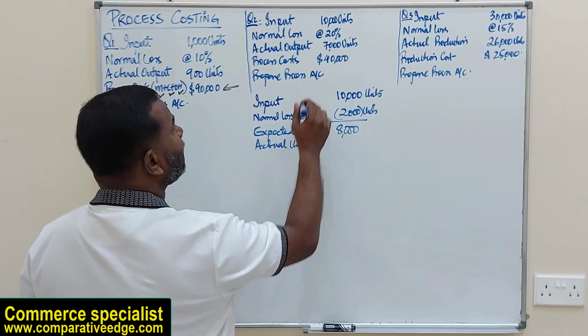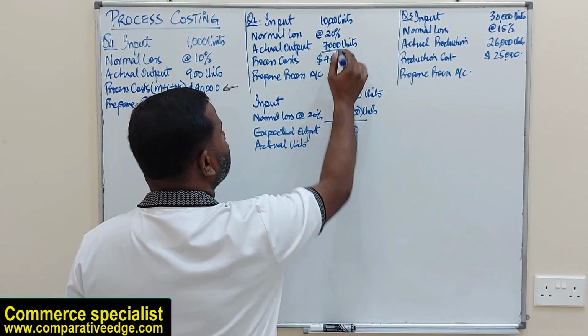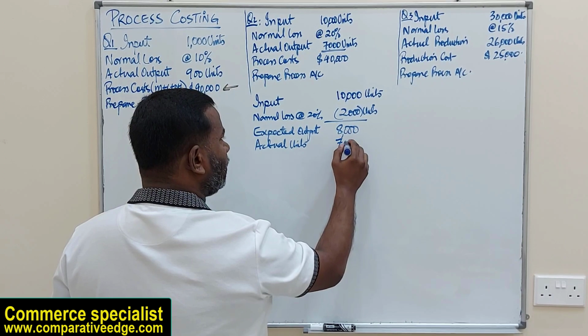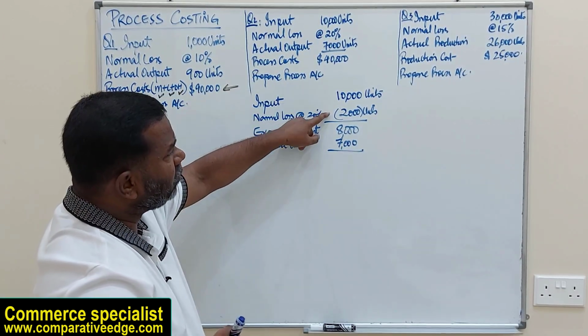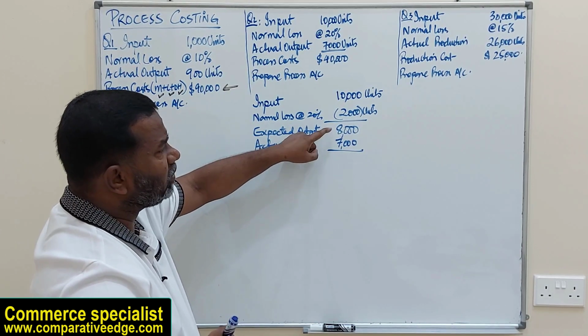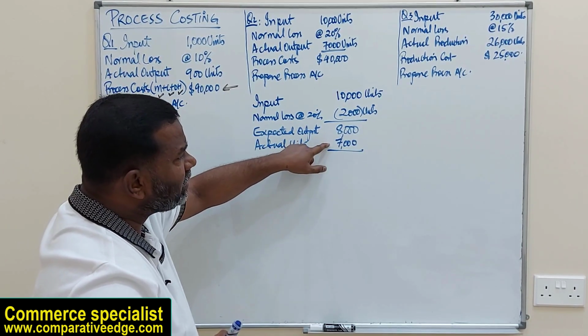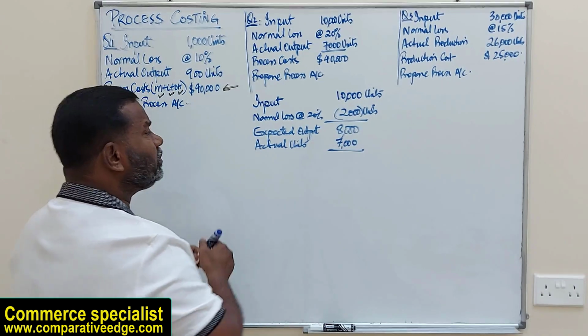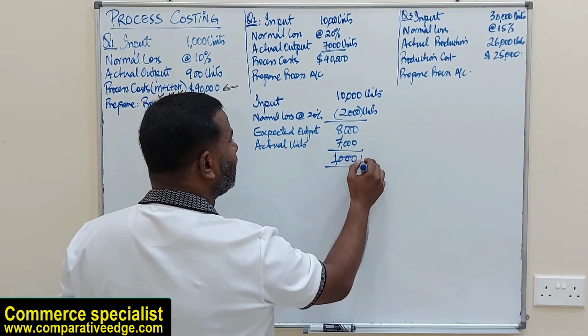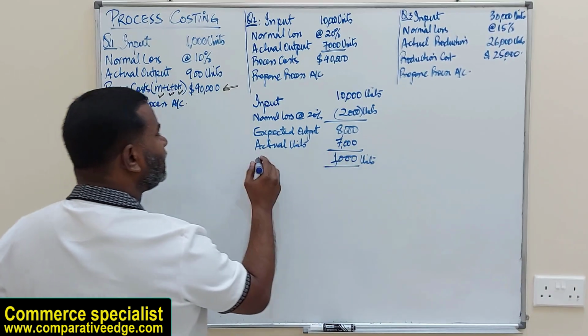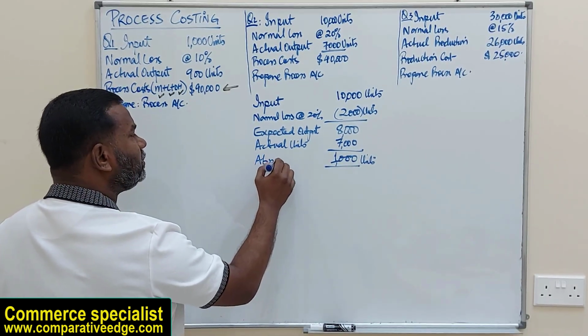But what happened, you have actual units. Let's say it is 8,000. Your actual units are 7,000. That means your actual production is less than what you are expecting. From 10,000, if you minus normal loss, you should be left with 8,000 good units. But you had only 7,000 good units. That means you're losing 1,000 additional units, which was not expected. And this is called abnormal loss.